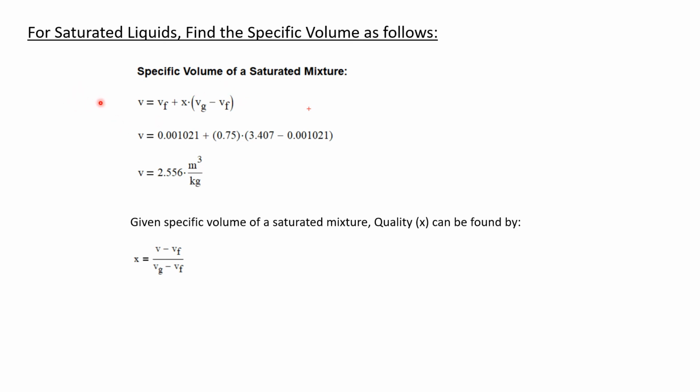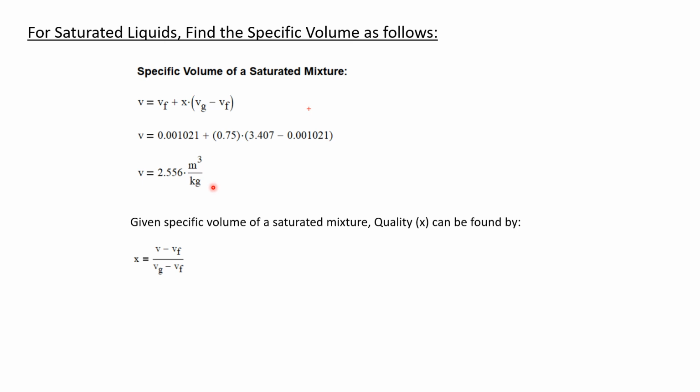Here is the equation for finding the specific volume of a saturated mixture given the quality. The specific volume v is just equal to v sub f plus the quality times v sub g minus v sub f. In our particular case, we had a v sub f of 0.001, we had a quality of 0.75, and we had a value of v sub g of 3.407. And then we subtract our value for v sub f. And we get a specific volume of 2.556 cubic meters per kilogram.